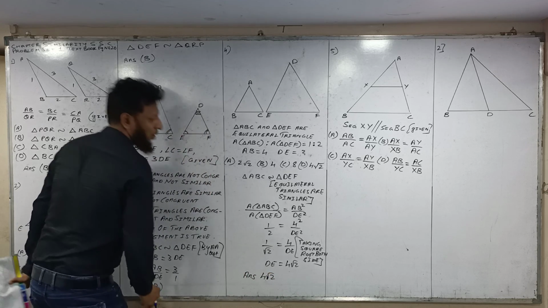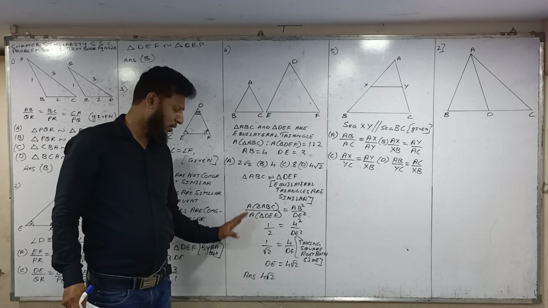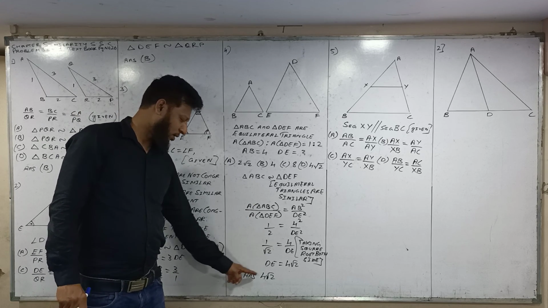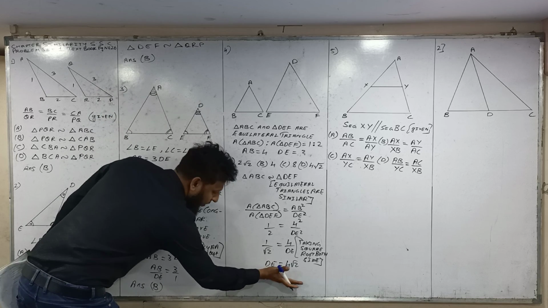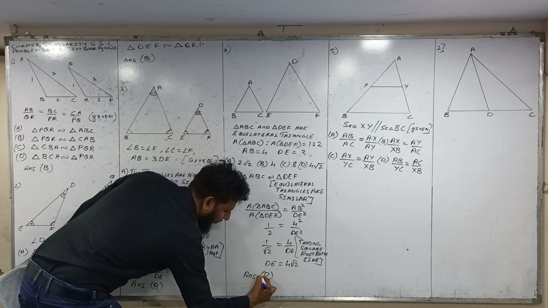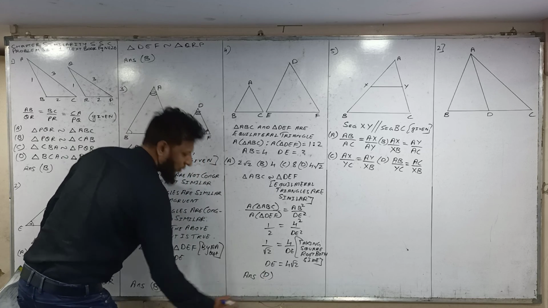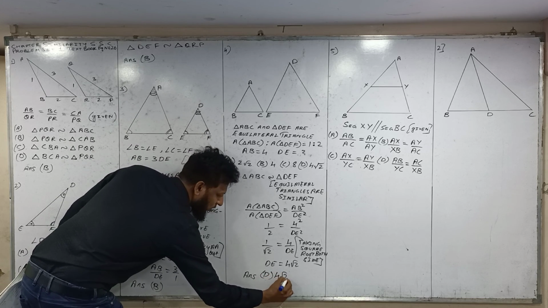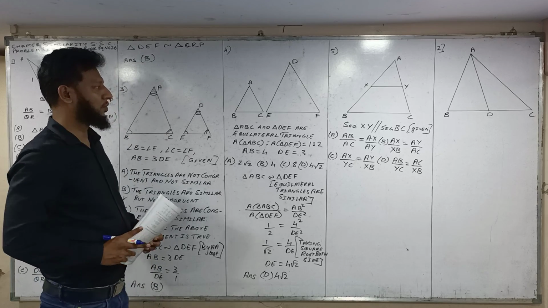So you solve this in a rough column and write the answer. Our option is 4 root 2, that is D. Okay, D. Write D. Okay, 4 root 2. So our answer is 4 root 2.